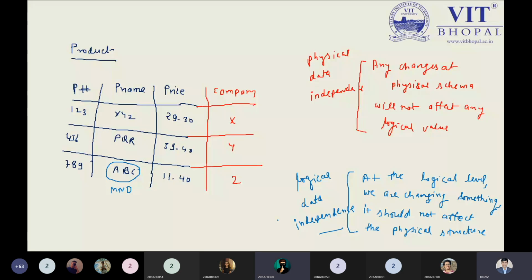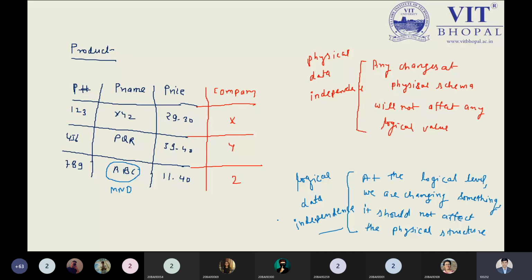Okay, sir. It means that data type and length, etc., will remain the same. Yes, of course. There will be no change in its structure, which we are talking about. But the value can be changed, sir. Yeah, the value can be changed.